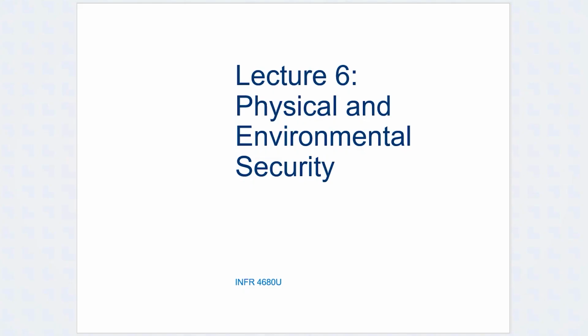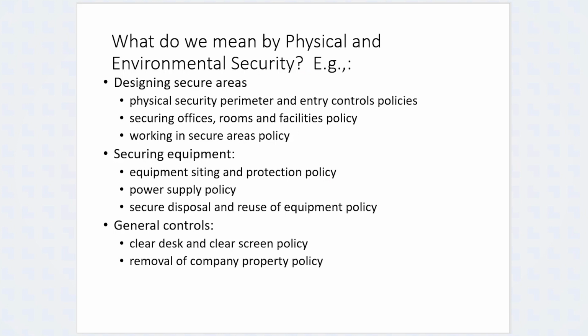In this lecture, we'll be discussing physical and environmental security. So what exactly do we mean by physical and environmental security? Well, this involves designing secure areas. This can involve the physical security perimeter and entry control policies, securing offices, rooms, facilities policy, working in secure areas policy.